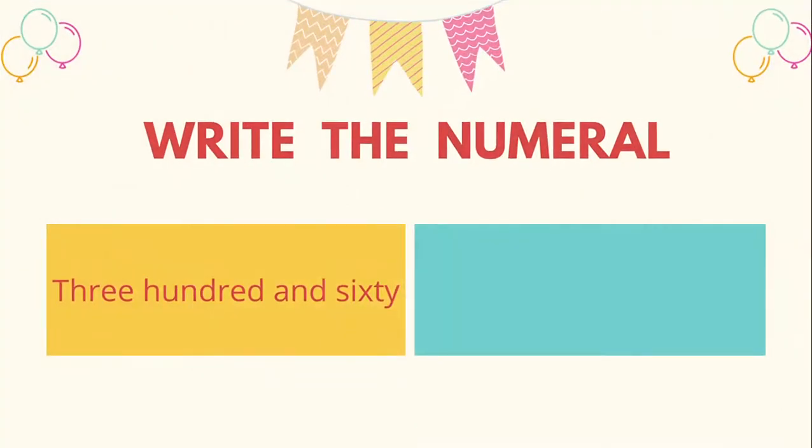The next question is, write the numeral. Here you have to do the opposite. The number name is already given to you. You have to write the numeral for the respective number name. Shall we try that? Let's go. 360. That's very easy. The numeral is 360.